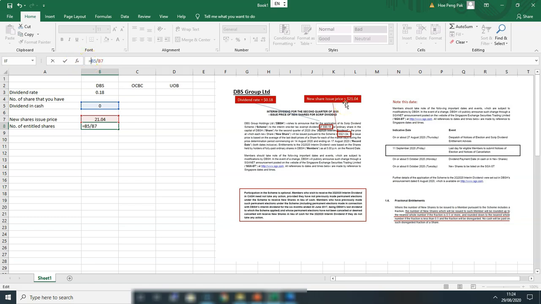Now, however, I want you to take note of this point. In this announcement booklet, it is mentioned that so long as the fraction of the shares crosses 0.5 and above, it will be carried upwards to the nearest whole number. And if the number of shares is below 0.5, it will be rounded off as 0. So in this case, a truncation is needed. So I have to input the truncation in order to calculate the total number of shares entitled.